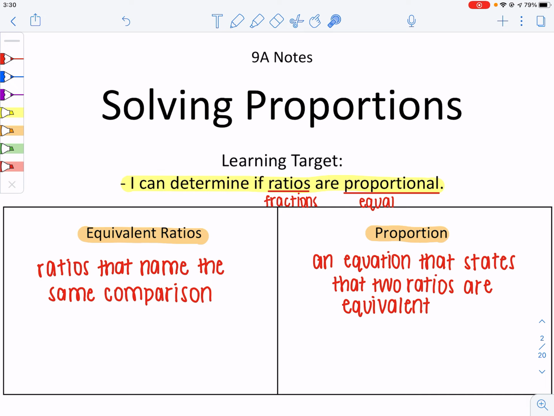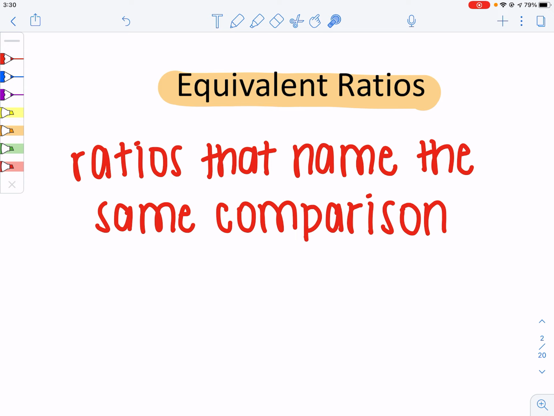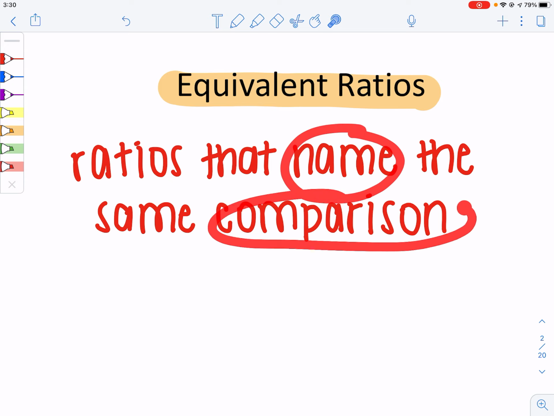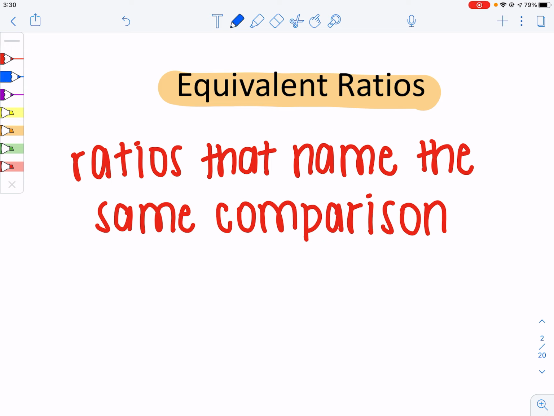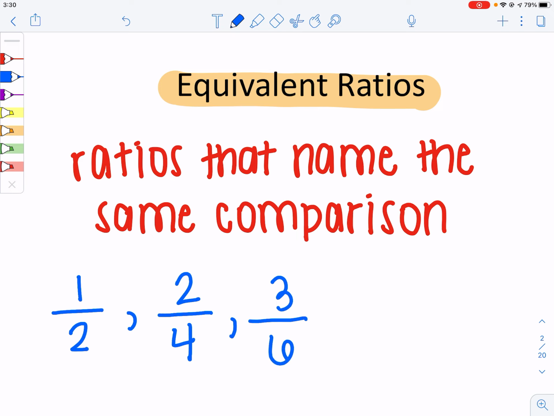Okay, so equivalent ratios, those are ratios that name the same comparison. So let's write in some examples of equivalent ratios. If you have 1/2, it means you would eat like 1 out of 2 pieces of a candy bar. That's also the same as 2/4. That's also the same as 3/6. That's the same as 4/8. And we could keep going and going and going. So ratios that name the same comparison.